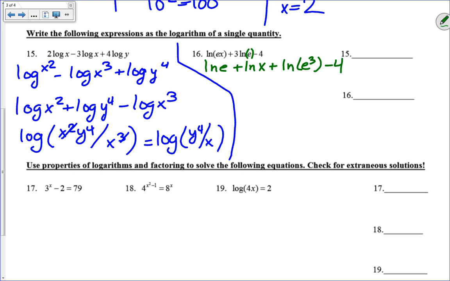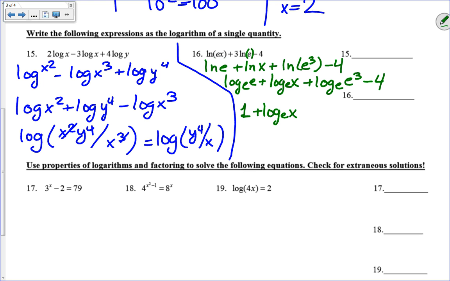Natural log is the same thing as what? Log of a base e. So if we made these changes here, say we had log base e of e plus log base e of x plus the log base e of e cubed minus 4, do we see anything that we can rewrite now? What is log base e of e? 1. So we would have 1 plus the log base e of x, because we can't do anything there. We have that variable x. Now what about that log base e of e cubed?